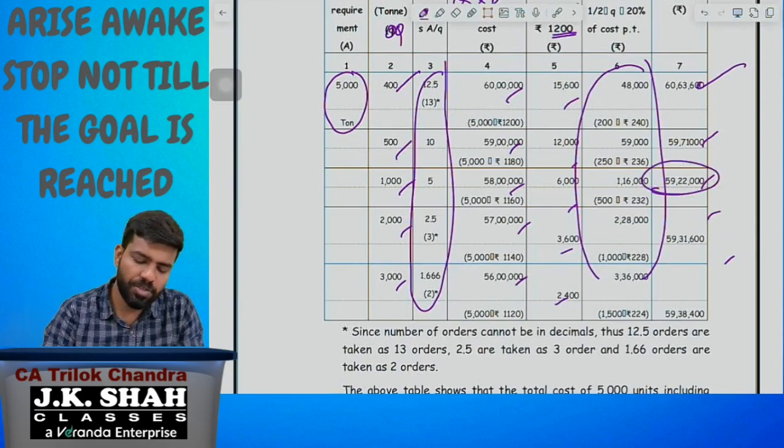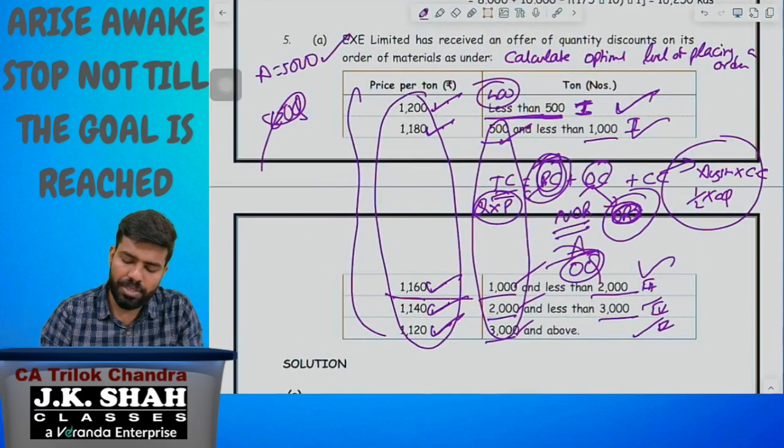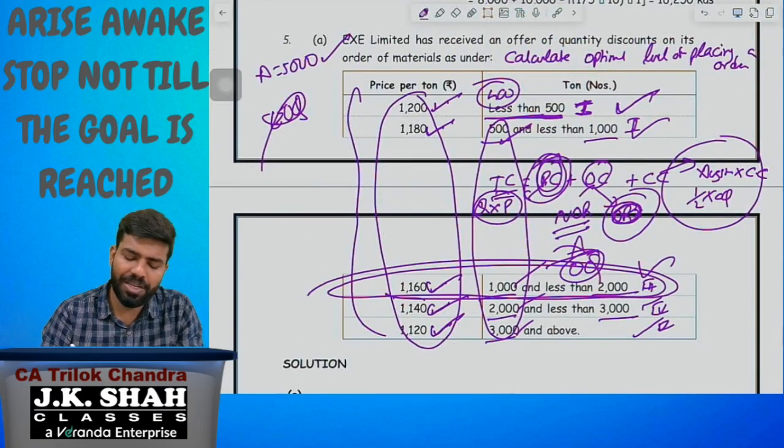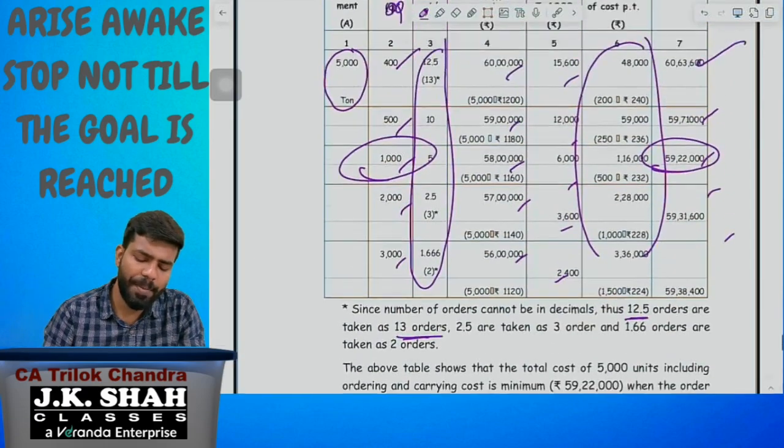Here it is less. So 1000 is the level. So this level is the best level to place the order. Look at here. Since the number of orders cannot be decimals, 12.5 orders are taken as 13 orders. So this will happen in the first level.